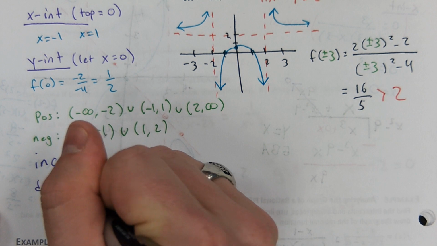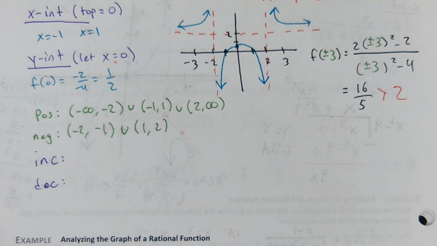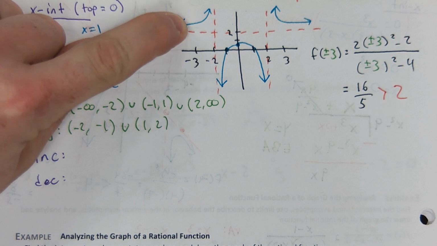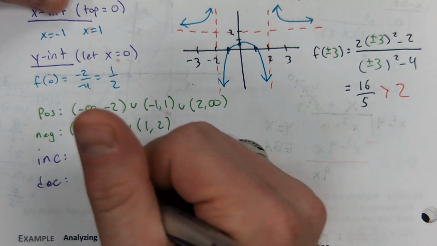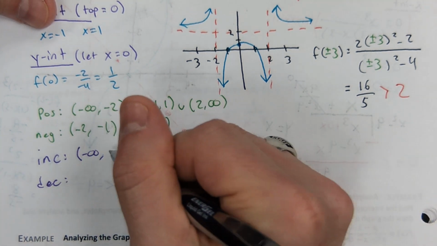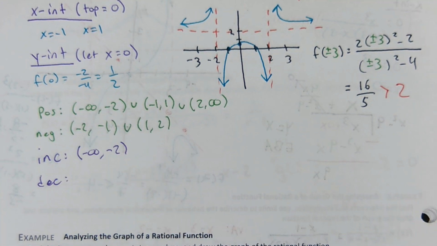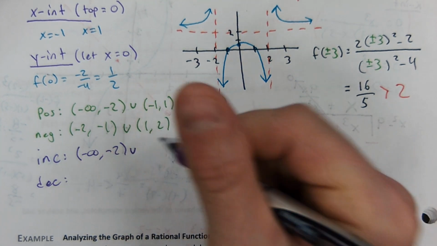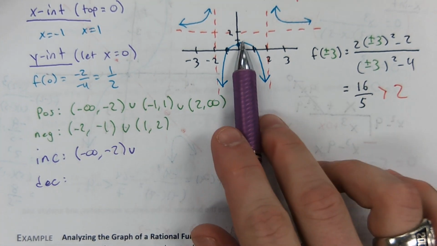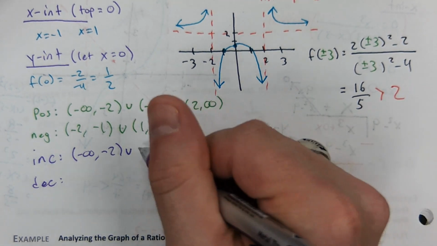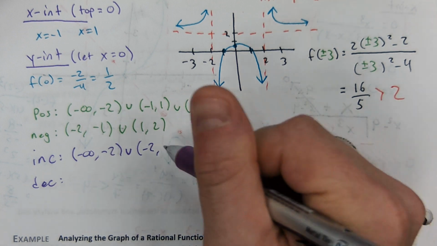Increasing, decreasing. Looking at our roller coaster. On this part of the track, going from left to right, my car is going up. Whee! So that is increasing. From -infinity up to x equals -2. I cannot put a bracket on x equals -2 because the graph doesn't exist there. It's also increasing on the left side of this downwards facing curve. So from -2 up to the number 0.